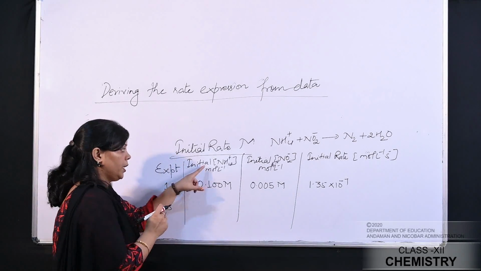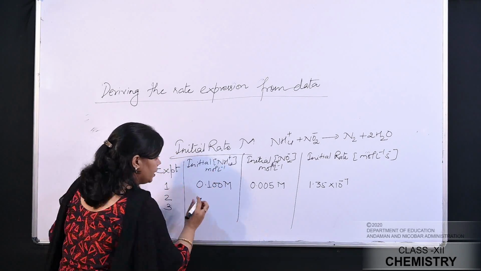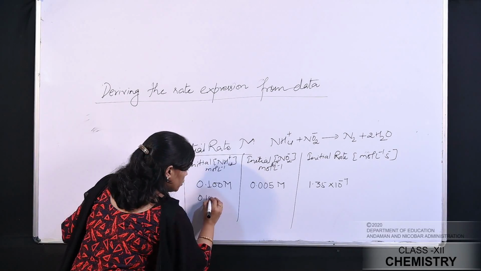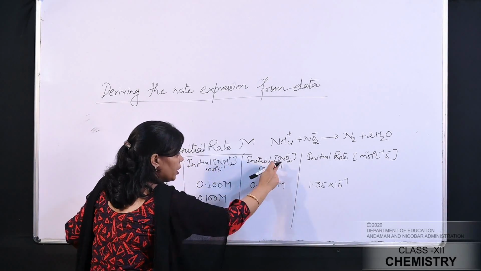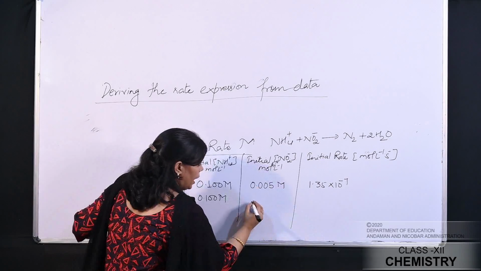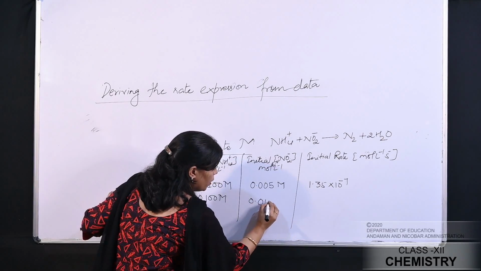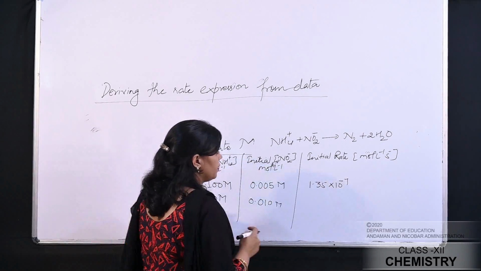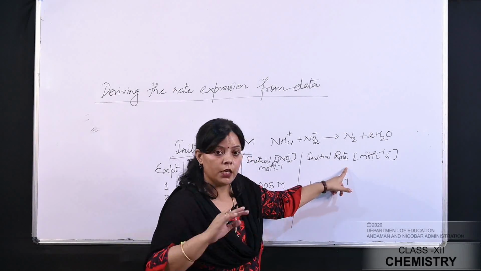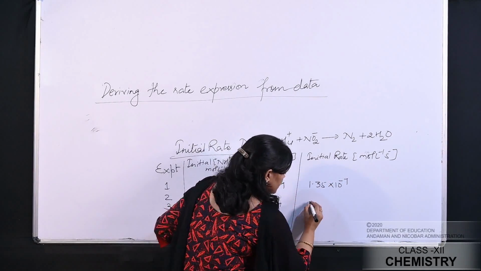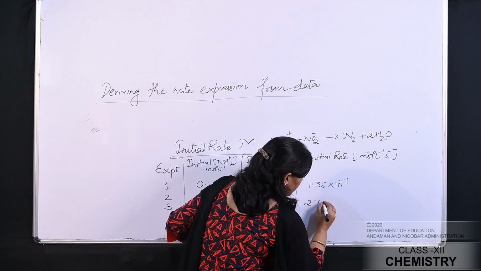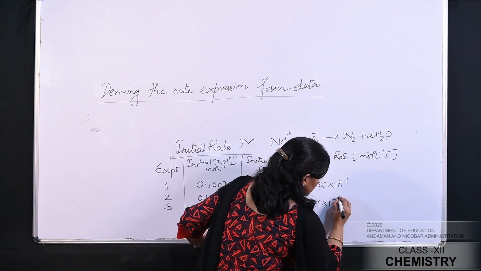In the second experiment, the initial concentration of ammonium remains constant, that is 0.100 molar. But the initial concentration of nitrite gets doubled and we get 0.010 molar. After that we observe that the initial rate of the reaction also gets doubled, and the value is 2.7 into 10 to the power minus 7.